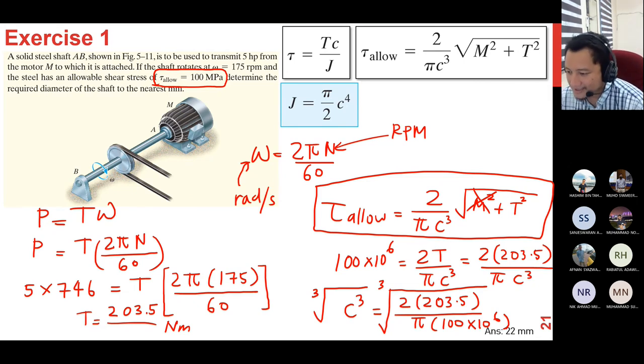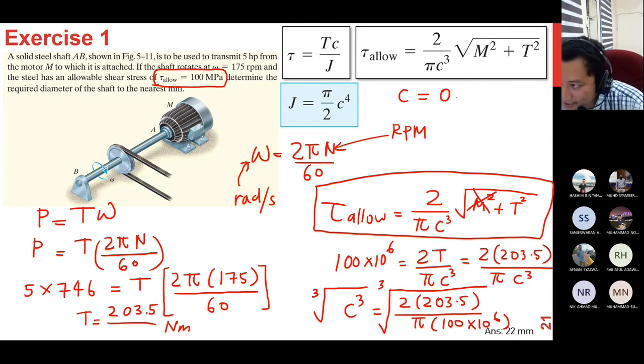Slowly and slowly tekan calculator. And then root cube dua kali 203.5 bahagi pi bahagi 100 eksponen 6 punca kuasa 3. Kamu akan dapat berapakah C? 0.023.